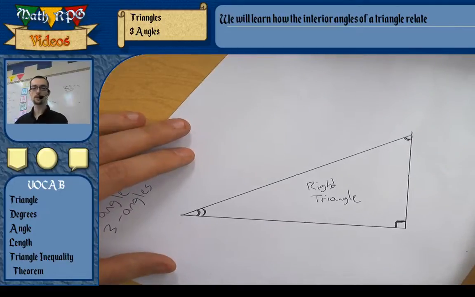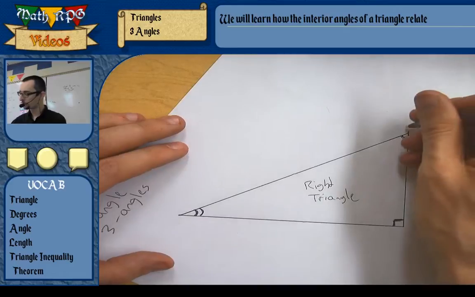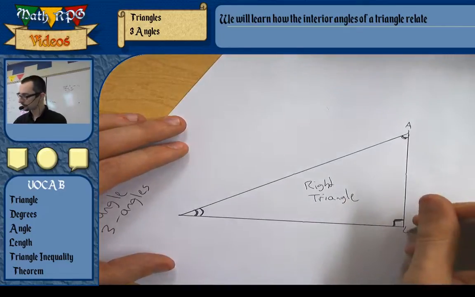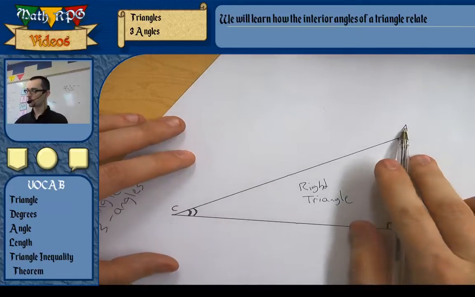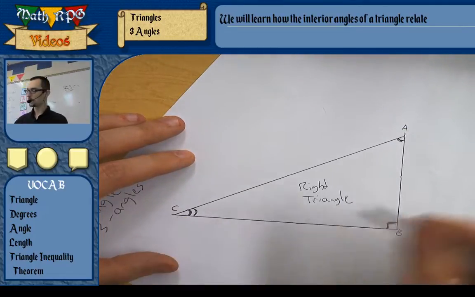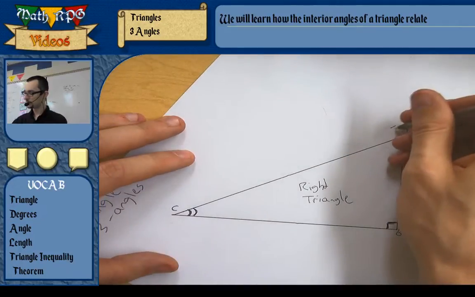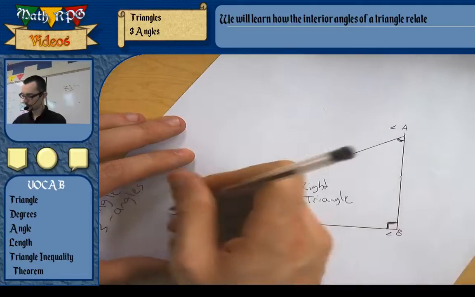Now, we also give these angles names. So if I label the vertices, the corner points, A, B, and C, then I can talk about these angles. This angle here would be angle A. This angle would be angle B, and this angle would be angle C. Right? And I'd write that like this. Angle A, angle B, angle C.